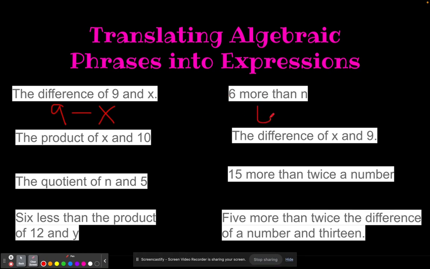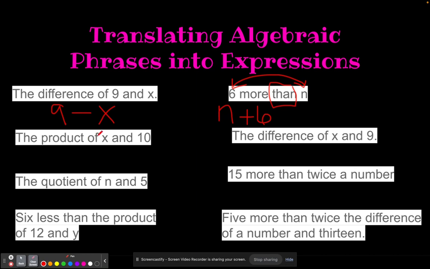6 more than n. If you've watched other videos, you know the word than is a trigger word. You want to make sure that tells you to switch the order. I want to have 6 more than what I started with. So n is what you're starting with, and then you want 6 more than that. So you switch the order. It's not always the exact order of the words.